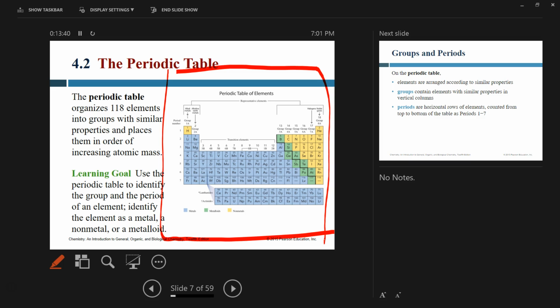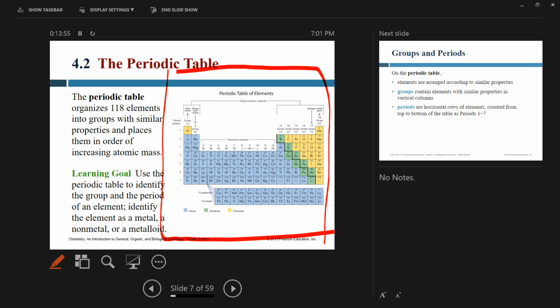And he suggested to organize elements based on the number of protons, the charge of the nucleus. And we will see that it actually worked.